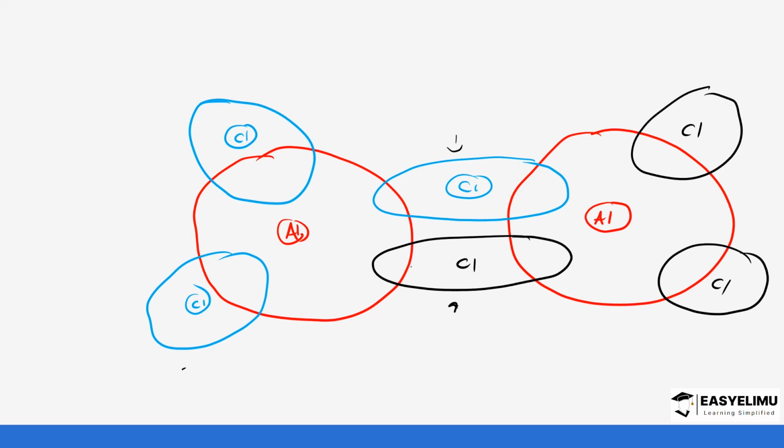So let's do that. Aluminium is atomic number 13, so the configuration is 2.8.3. Chlorine is atomic number 17. The configuration is 2.8.7. So when you look at this first chlorine, it requires one electron to be completely full.